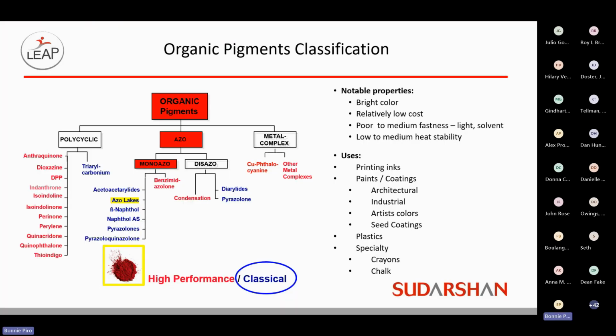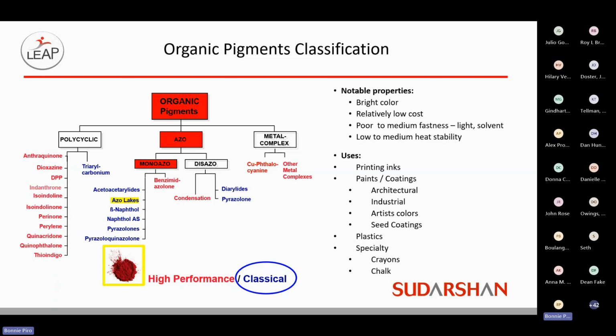So these 4 pigments are part of the azo family, the monoazo family to be specific. You've also heard them called azo lakes. They are part of the classical types of organic pigments. And with that designation come some lesser technical properties for these chemistries. However, they have a very good fit in a lot of different application areas.